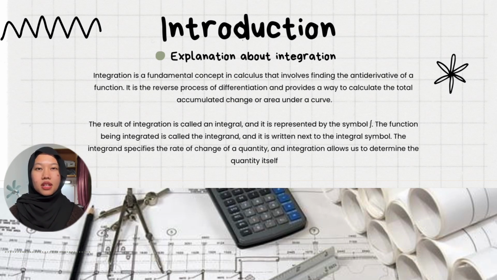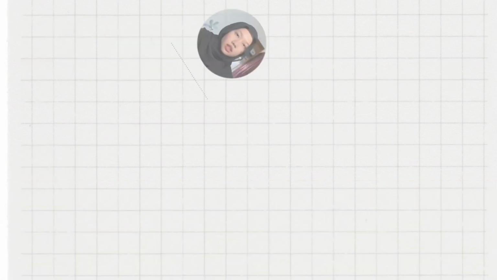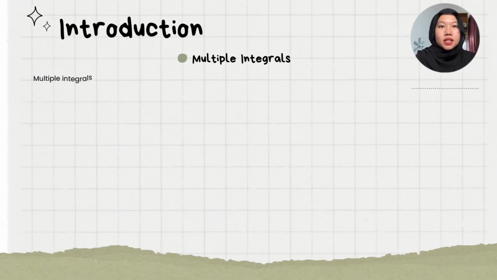The function being integrated is called the integrand, and it is written next to the integral symbol. The integrand specifies the rate of change of a quantity, and integration allows us to determine the quantity itself. So next is multiple integrals.